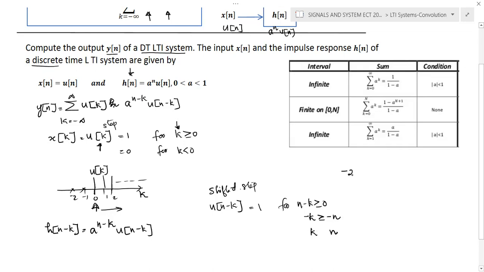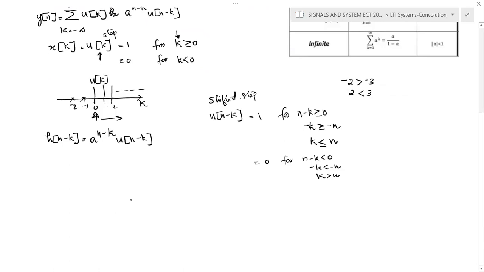So if you compare with the standard value, -2 is greater than -3, but if you multiply with -1, it becomes 2 and 3. Now we need to change the sign. So similarly, you can change the sign, so it becomes k less than or equal to n, and 0 for n minus k less than 0, and minus k less than minus n, or you can write k greater than n. Okay, now we got u of n minus k.